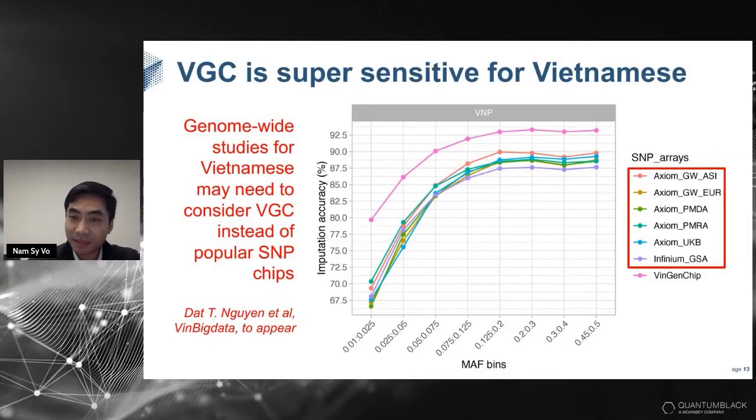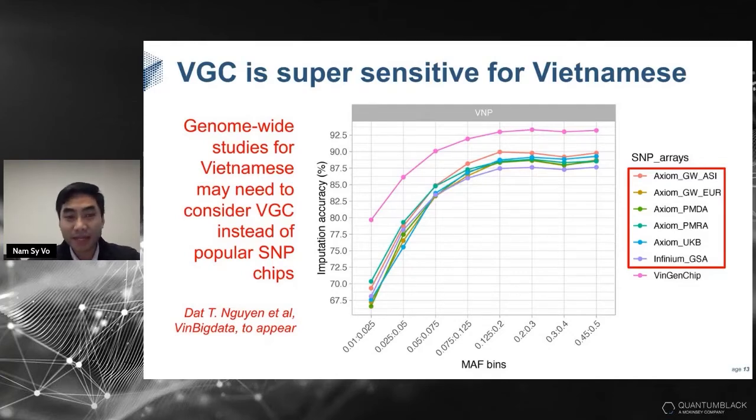Here is a result. We can see that the pink thing here, just Vietnamese chip is better than the other from Affymetrix or from Infinium GSA from Illumina or Informatics, and across all allele frequency, major allele frequency, minor allele frequency bin. So here is an interesting result.